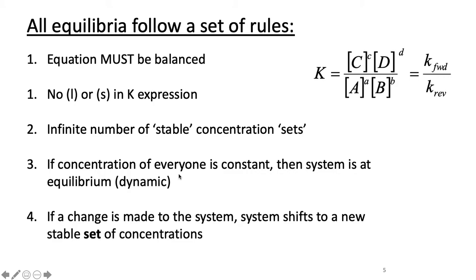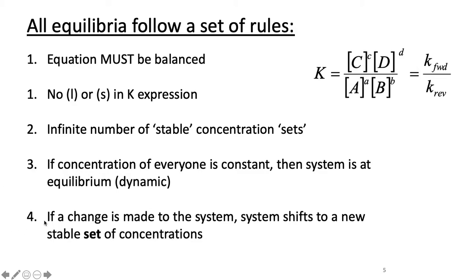If the concentration of everything is constant, then my system is in equilibrium. We talked about it being a dynamic equilibrium in which the concentration remains the same, but it's not the same molecules. They are just constantly being recycled. It's just the concentration overall of that species that remains constant. If a change is made, the system will shift to a new stable set of concentrations.